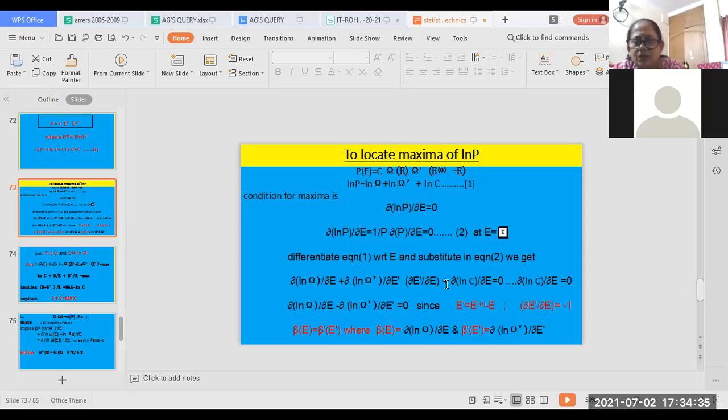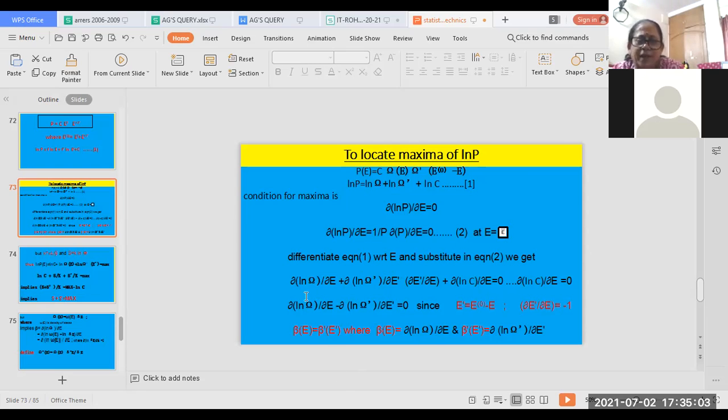Plus, what is the third one? ln C, differential with respect to E, I have put equal to 0 on the right hand side. Now you see C is a constant. ln C is a constant. Fine. So if you take the differentiation of that, it will become 0. That means the third term is 0. So now only two terms are left here. One is the first term, another is the second term. Fine.